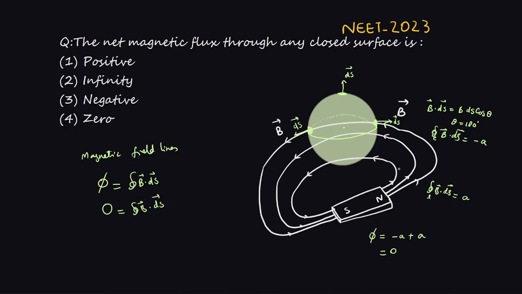The same can be the case with electric field lines. If they are entering the surface from outside and leaving it, the flux will always be 0. So the answer is 0, that you already knew.